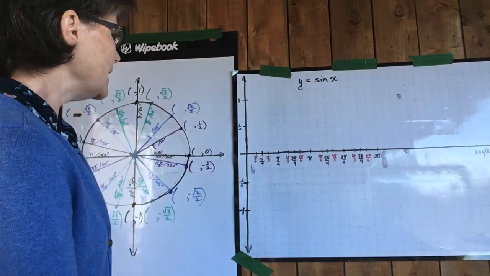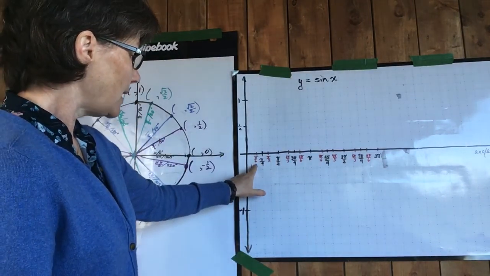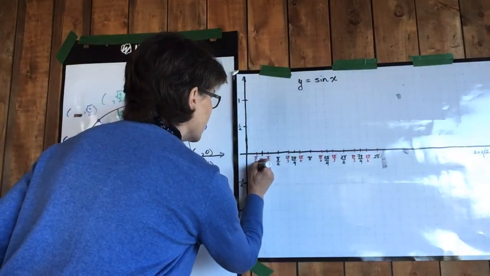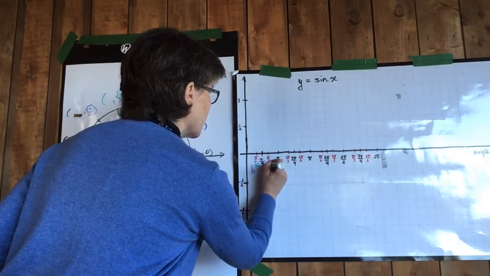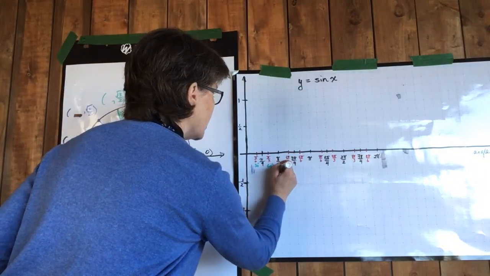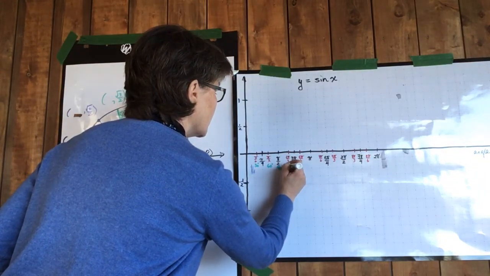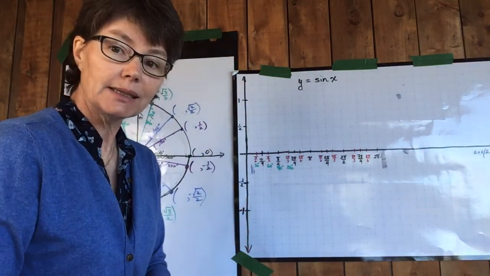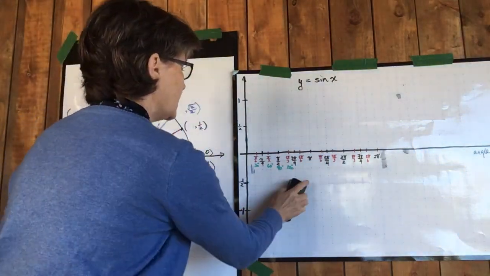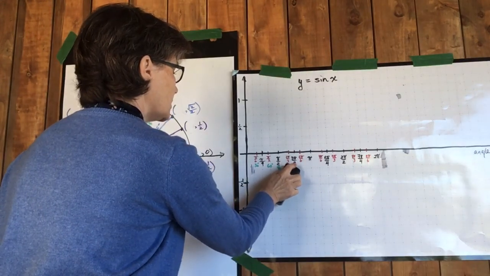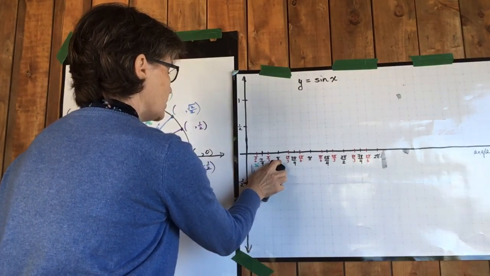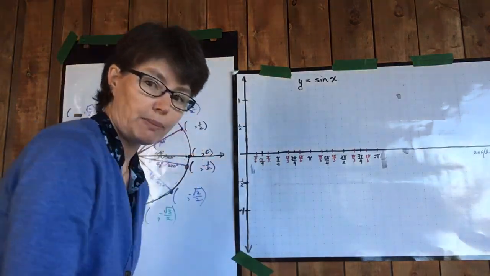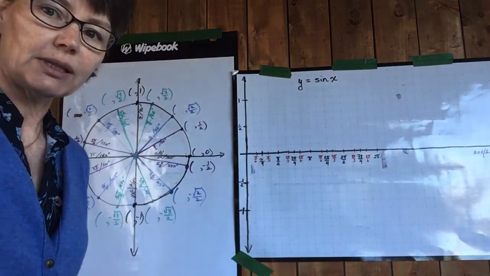If you wish, you can also add in the degrees here. So this would be 30 degrees, 60, 90, 120, and so on. It's just going to get really messy if you do that, so I'm not going to do that. And most of the time, these types of graphs will be using radian measure and not degree measure. So it's important to get used to seeing that.